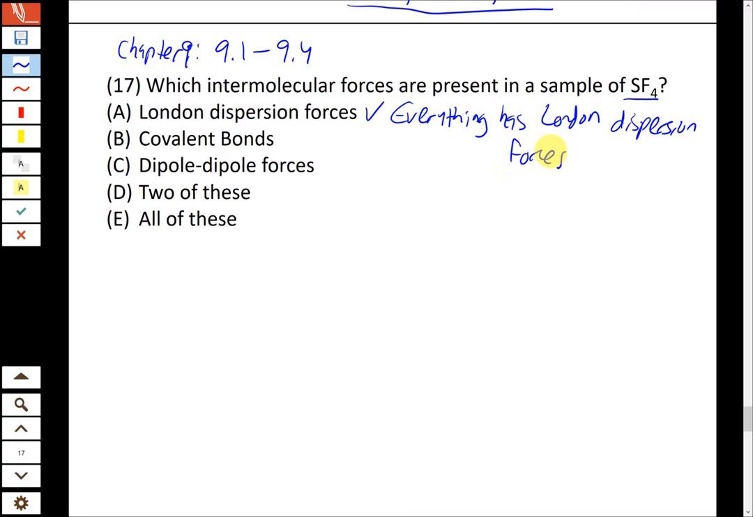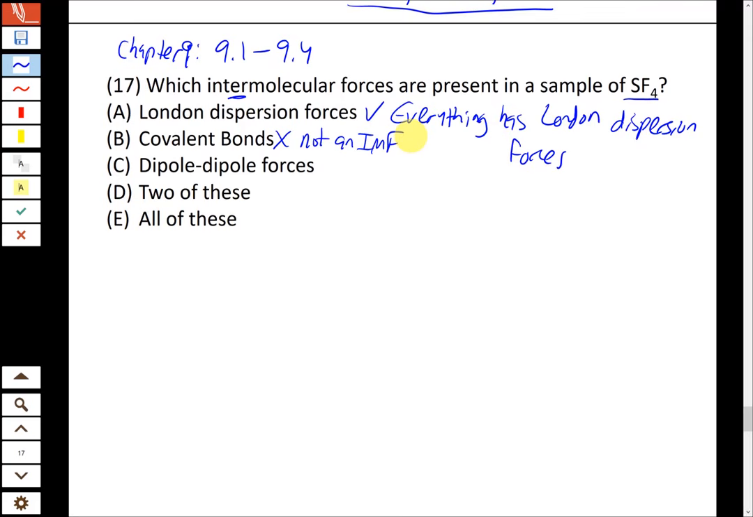The second one, covalent bonds, is not going to be an intermolecular force. Covalent bonds refers to an intramolecular force, which is a force that holds atoms together in a single molecule. Remember, I'm getting those names mixed up. Intermolecular forces with ER, those are going to be forces that hold multiple molecules together.